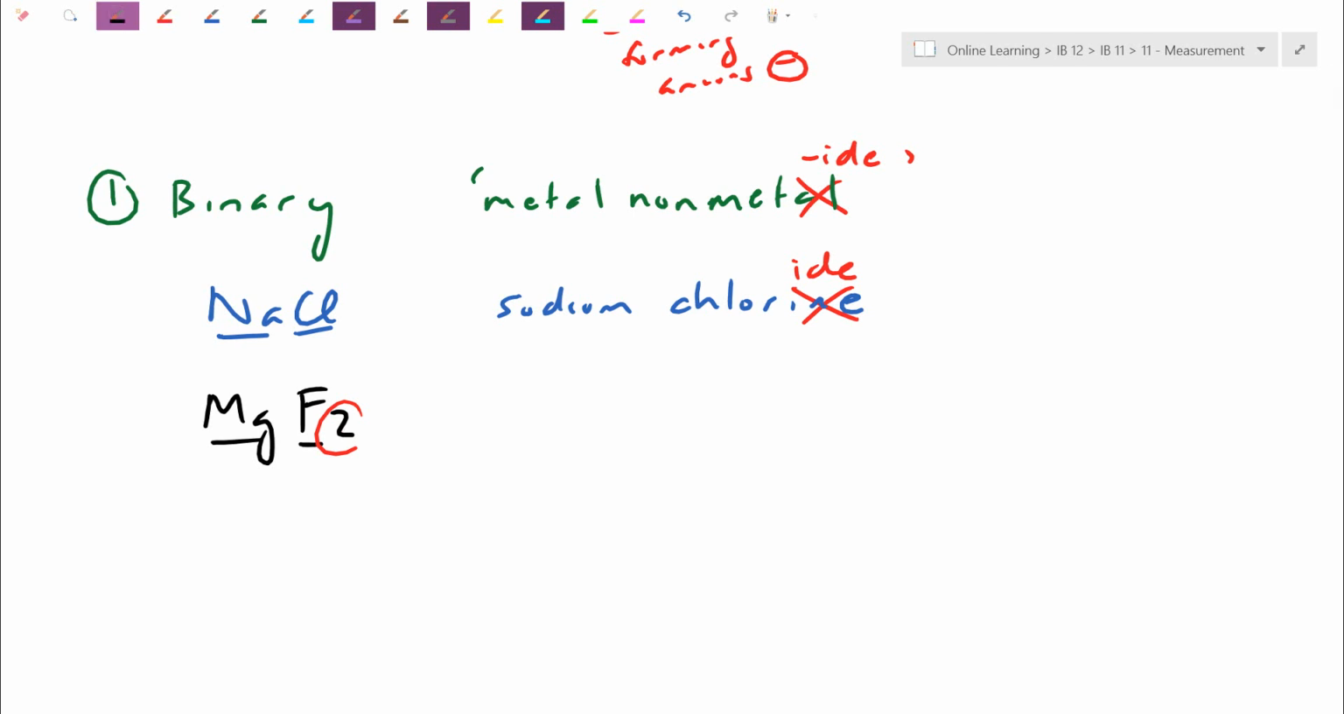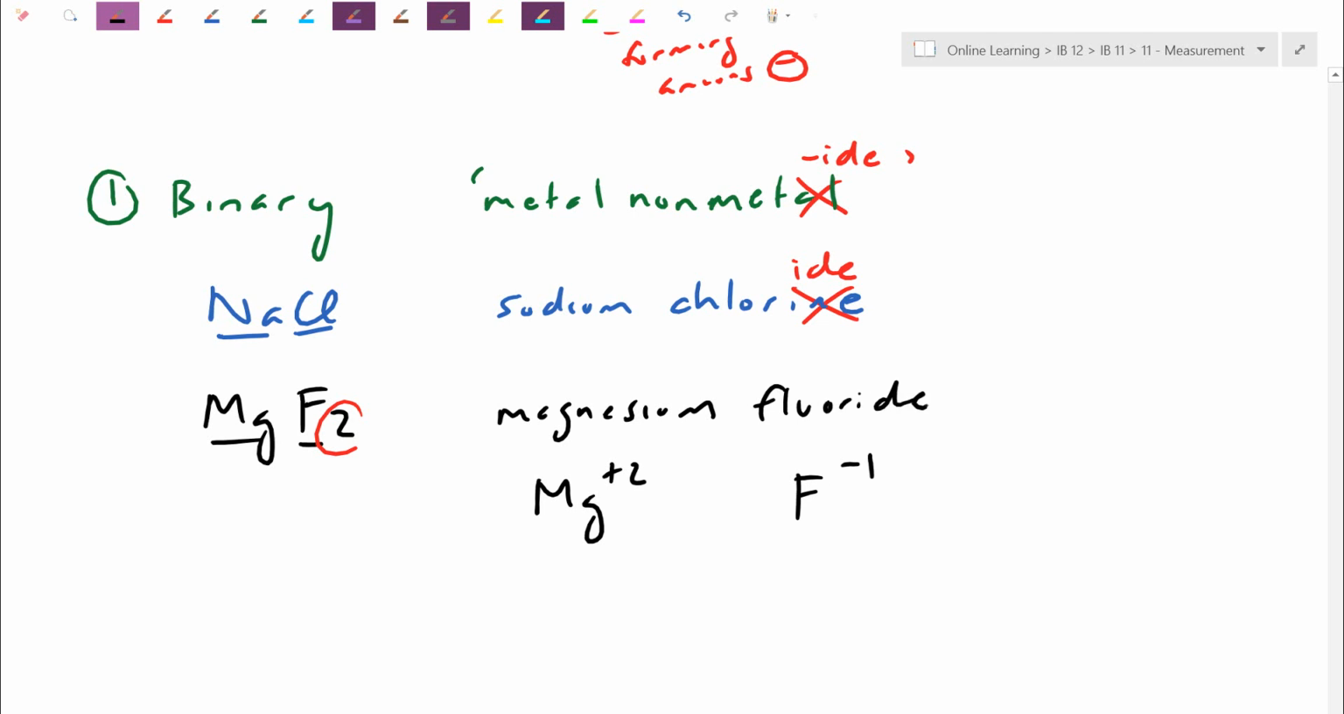Look in your periodic table. The Mg here is an alkaline earth metal, magnesium. If you look at its charge, alkaline earth metals, when they're bonding, should have +2. Fluorine is a halogen. Fluorine should have a charge of -1. Magnesium fluoride is just a word name. You notice that there's no indication that there has to be a 2.